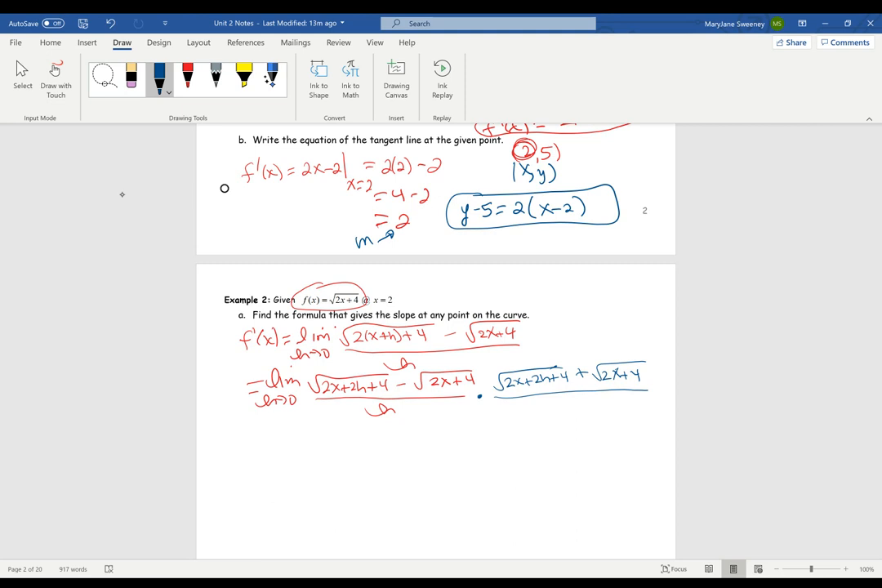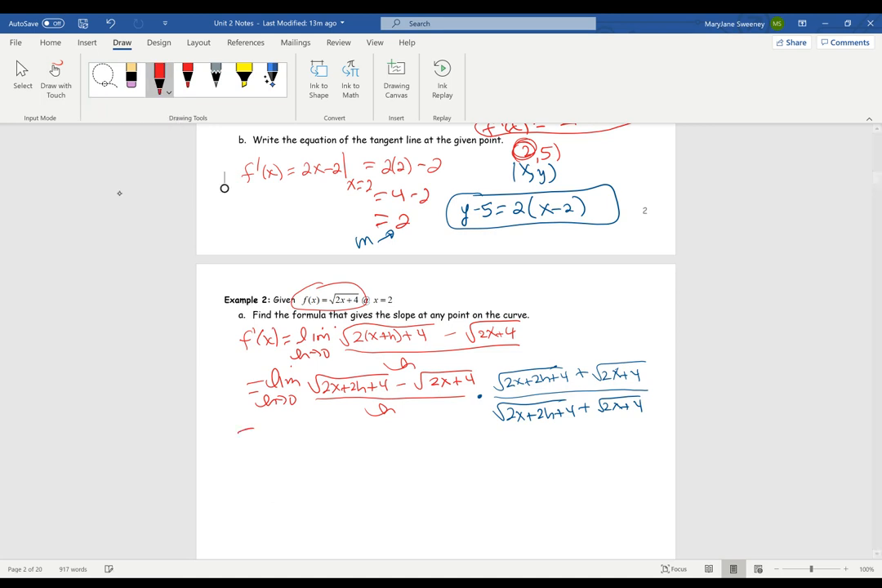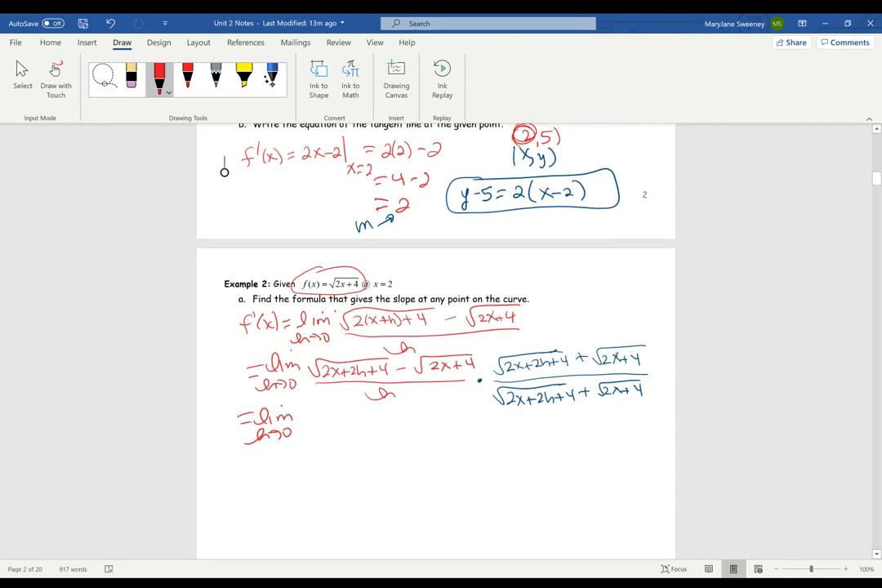Whatever I do on top of a fraction, I have to do the exact same thing on the bottom of the fraction. Otherwise, I'm not keeping the fraction equivalent. Okay, so then what we would do is wherever we had the two radicals, we would FOIL through. Wherever we had the radical with the non-radical, we did not FOIL through.